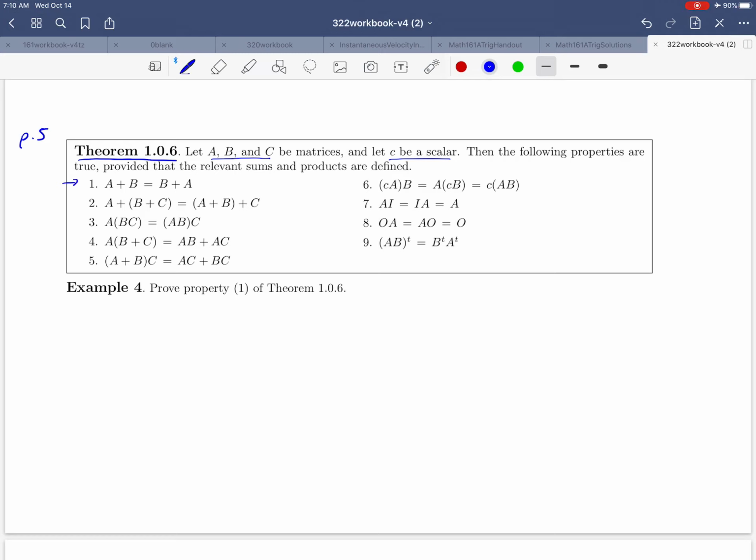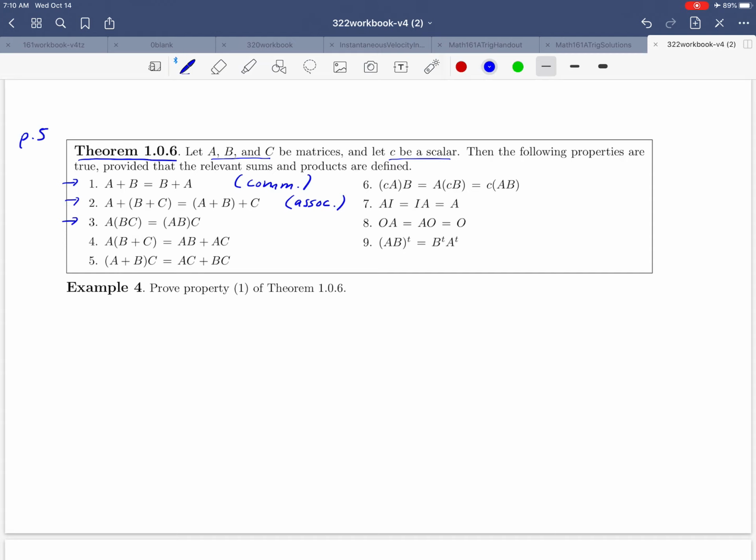A plus B equals B plus A. This is just telling us that it doesn't matter what order you add matrices in, you'll get the same thing. Does anybody remember a name for this property? Okay, you might remember hearing the word commutative. So it's telling us that matrix addition is commutative. And the second one, A plus B plus C is equal to A plus B grouped together plus C. That's called associativity of addition.